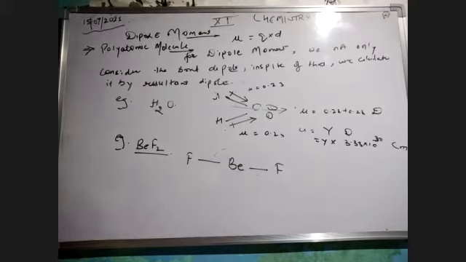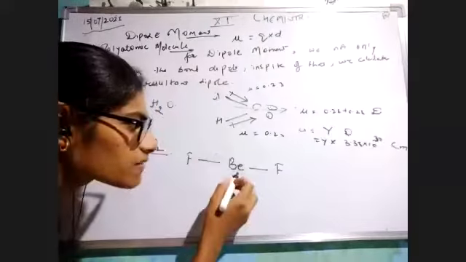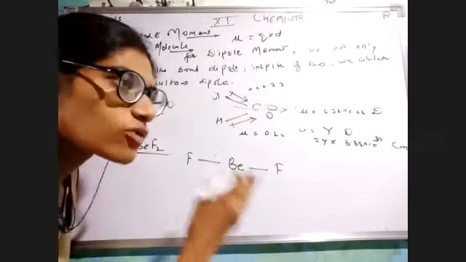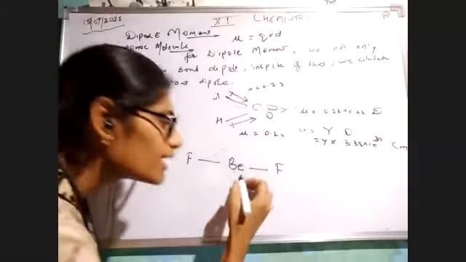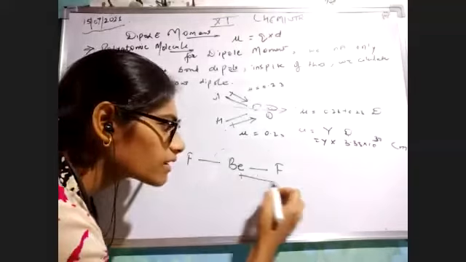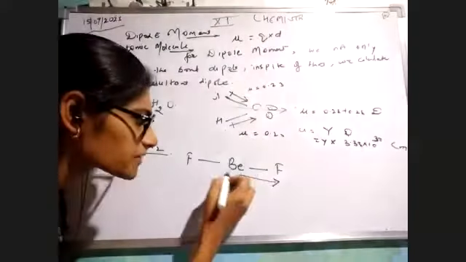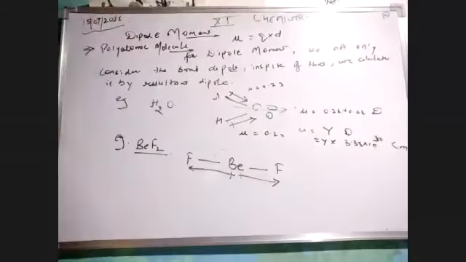And my concept says that fluorine is much more electronegative than beryllium. You know very well, fluorine is the most electronegative element in my whole periodic table. So क्या होगा? This will behave as positive and the electrons are shifted towards fluorine. Same as it is, this would behave as positive, electrons are shifted towards beryllium, sorry, fluorine.